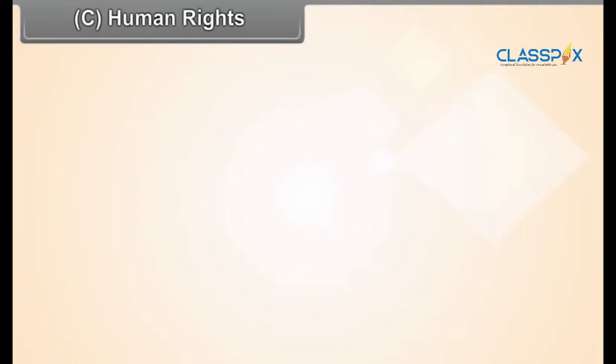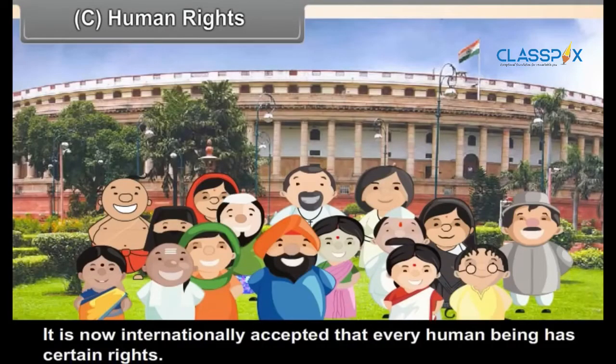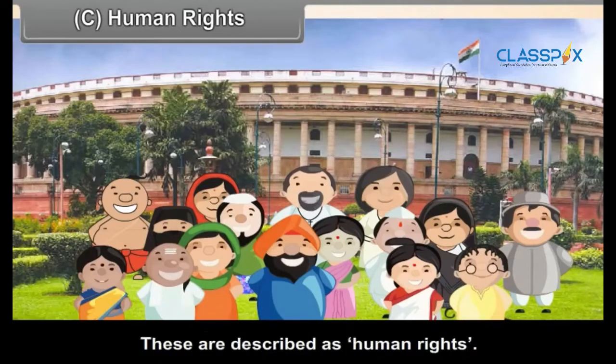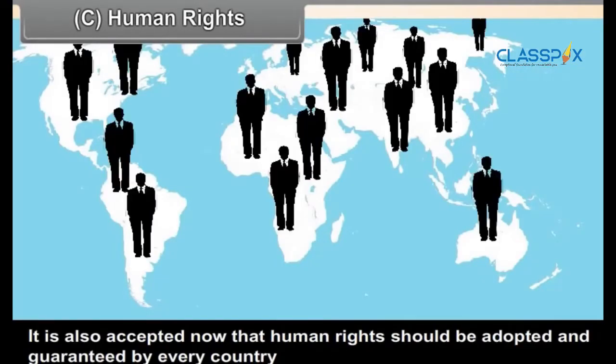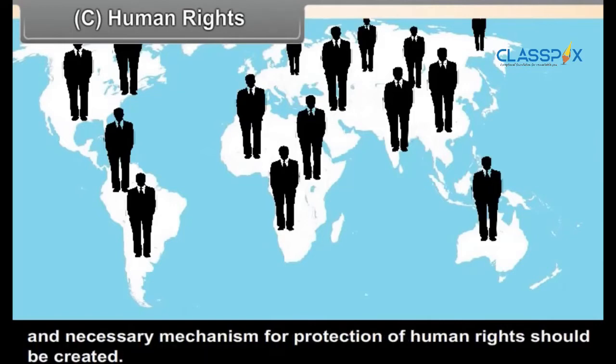C. Human rights. It is now internationally accepted that every human being has certain rights. These are described as human rights. It is also accepted now that human rights should be adopted and guaranteed by every country, and necessary mechanism for protection of human rights should be created.